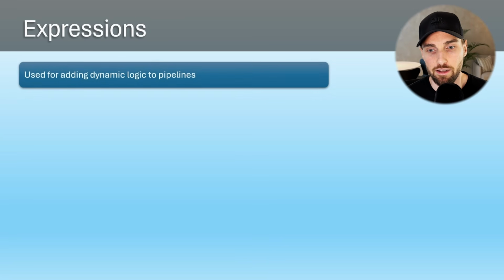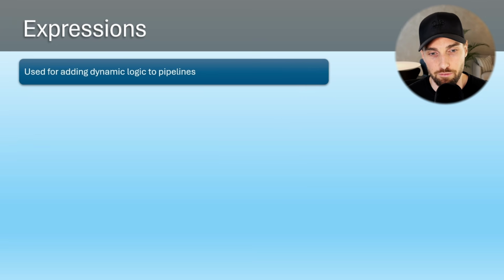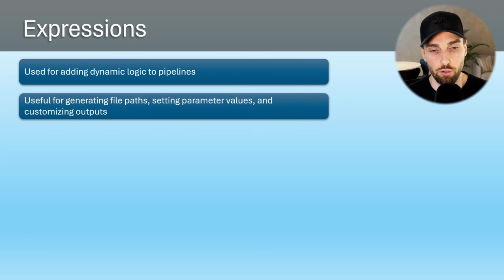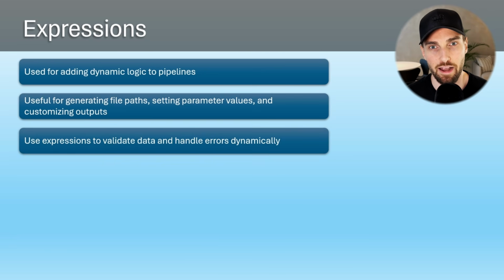But now, let's get started. Let's first cover a few key points about expressions. Firstly, expressions are used for adding dynamic logic to the pipelines in Microsoft Fabric, and they are particularly useful for generating file paths, setting parameter values, and customizing outputs. They can also be used to validate data and handle errors dynamically.